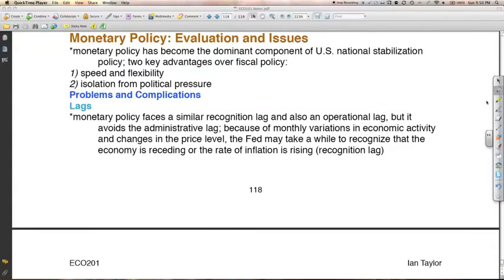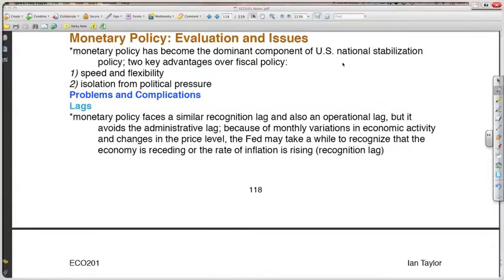So monetary policy has become our big player in stabilizing our U.S. national economy. And there's two reasons why monetary policy is better than fiscal policy. First, because of its speed and flexibility. They are much quicker. They don't have those administrative lags that fiscal policy faces. It also has isolation from political pressure. So it doesn't have to deal with any political parties or any differences or just political playing powers that are in the market.